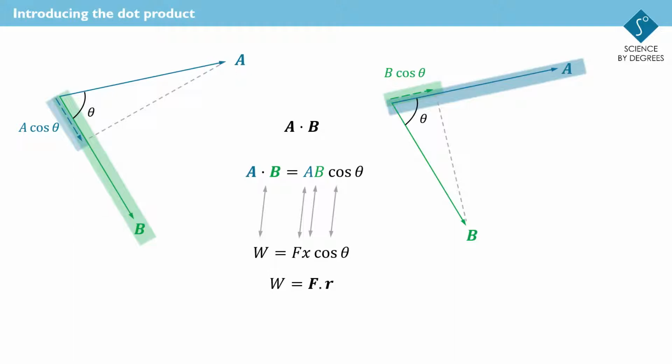And what happens if the value of the force changes along its route? Then we need to chop up the route into infinitesimal lengths dr, along each of which the force can be assigned a constant value, and integrate, so that W equals the integral of F dot dr.